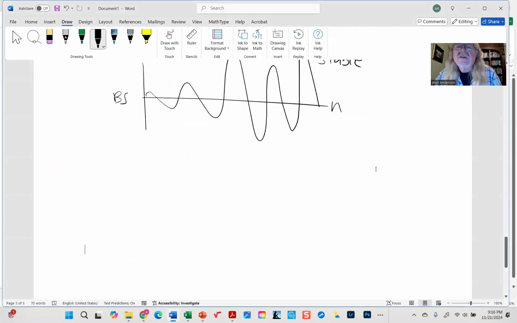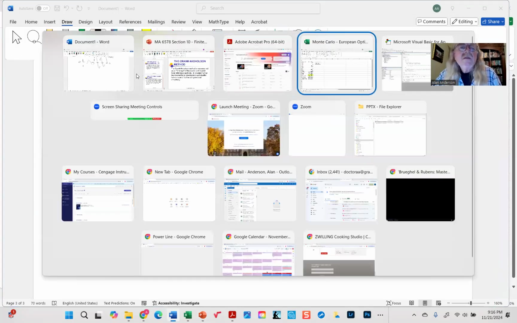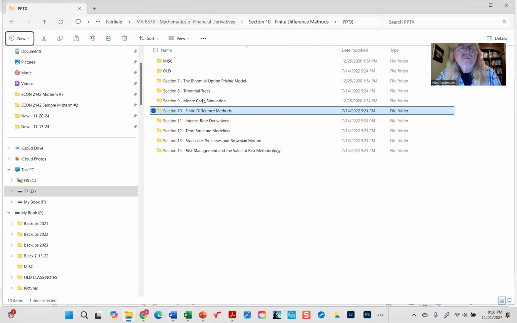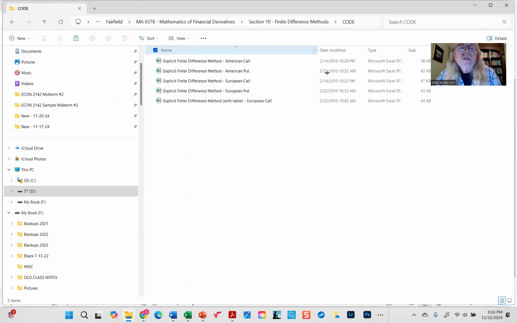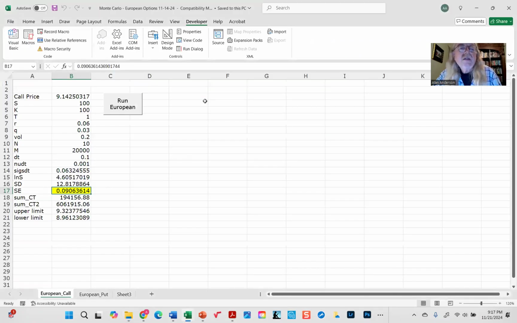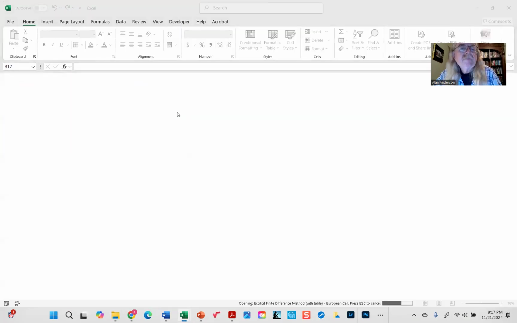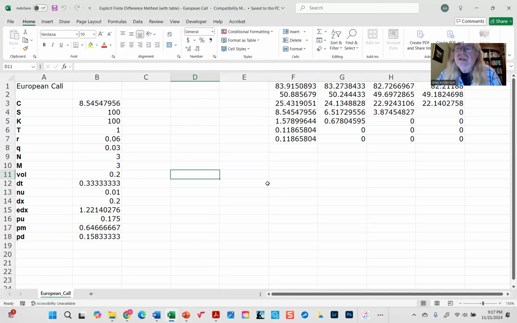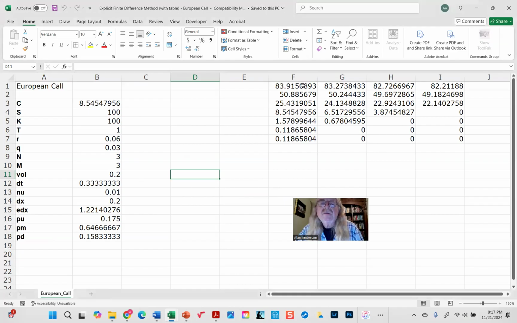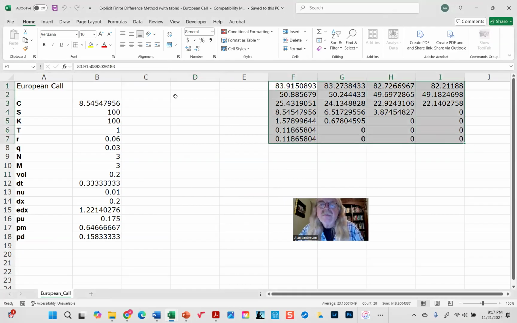So what we need to do now is at least open up the code and take a quick look at it to see where we're going with this. So of course, we'll start with the American call. Now, what I did here was I was able to put together not only the code, but this is the grid that this model produces.